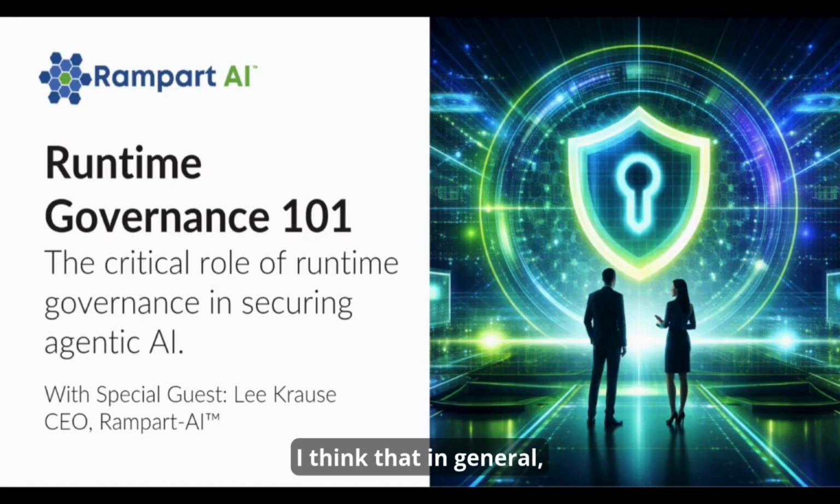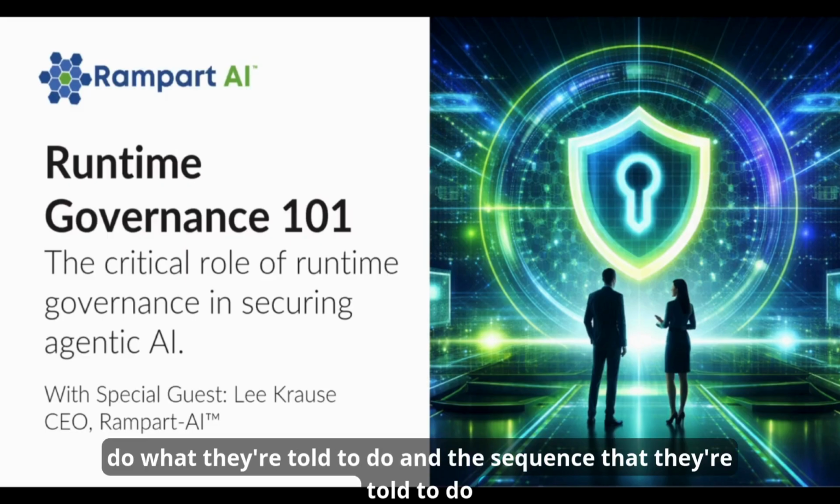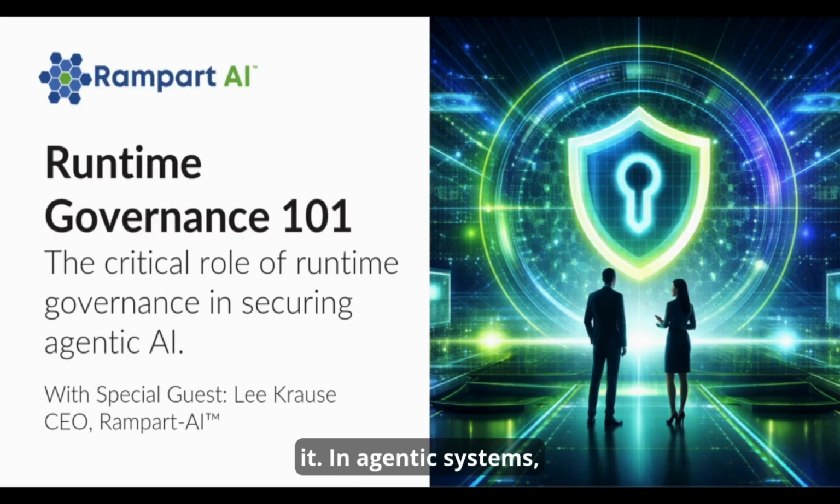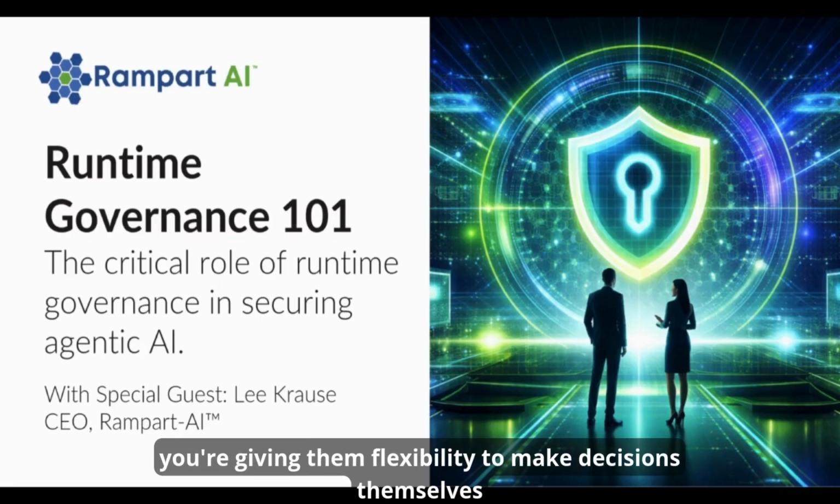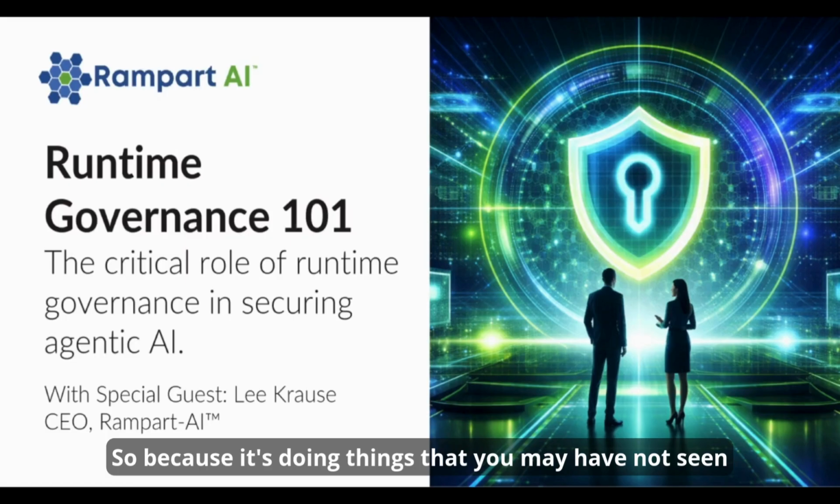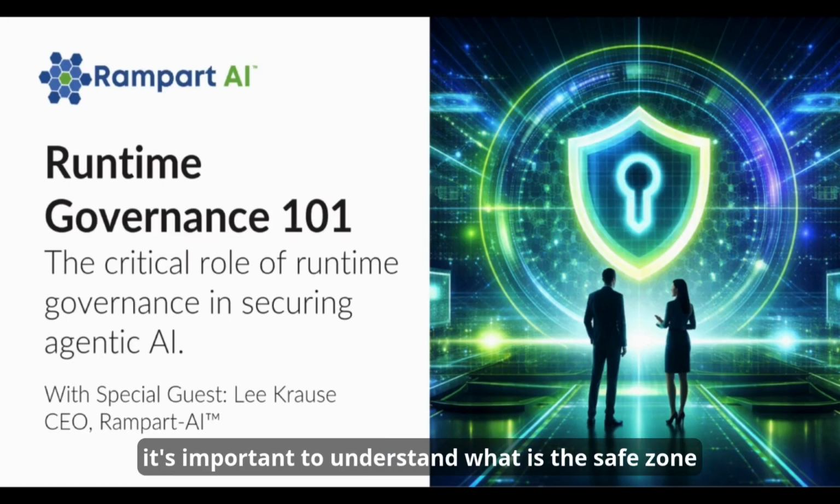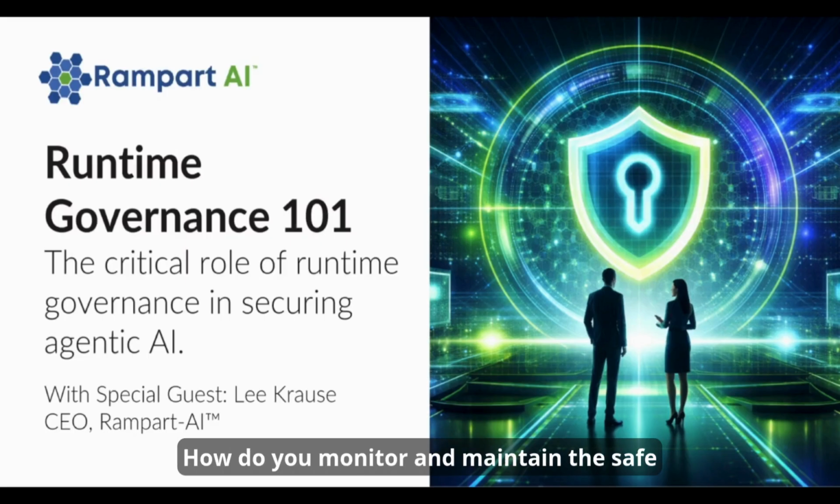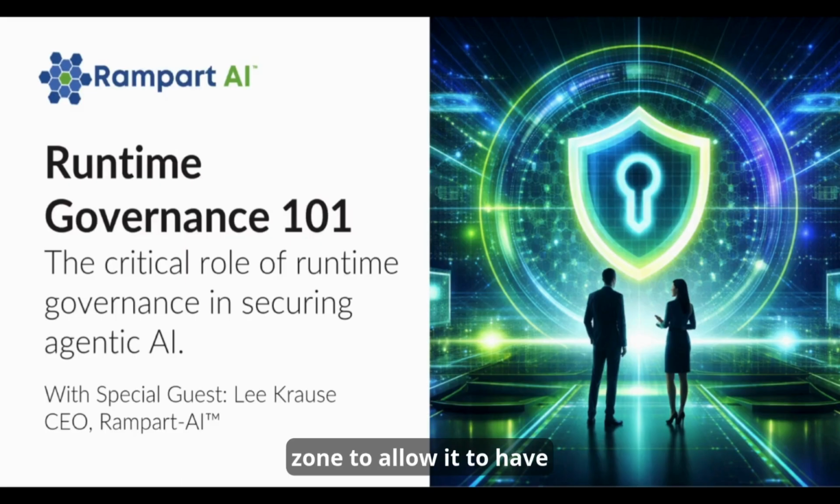And why is it important? In general, agentic systems are foundationally different from traditional systems, which pretty much do what they're told to do in the sequence they're told to do it. In agentic systems, you're giving them the flexibility to make decisions themselves and do things that you may not have seen before. Because of that, it's important to understand what safe zone of freedom you're going to allow it to operate in. How do you monitor and maintain the safe zone to allow it to have free rein in making decisions?